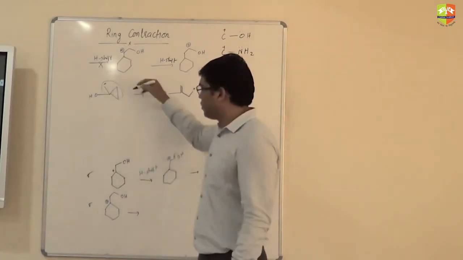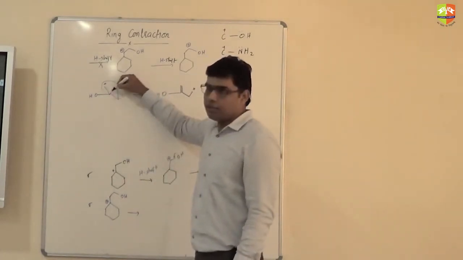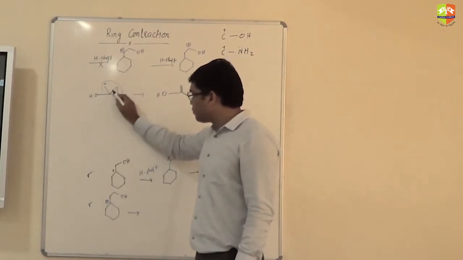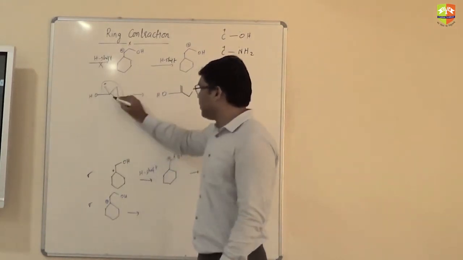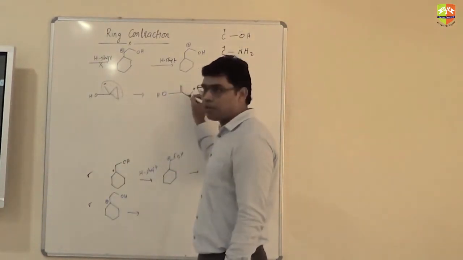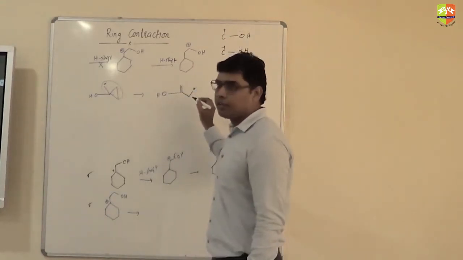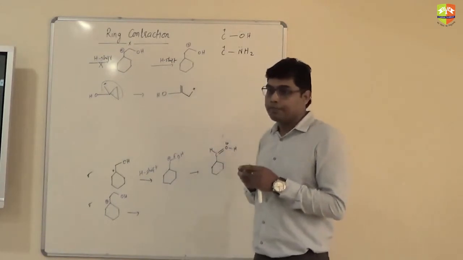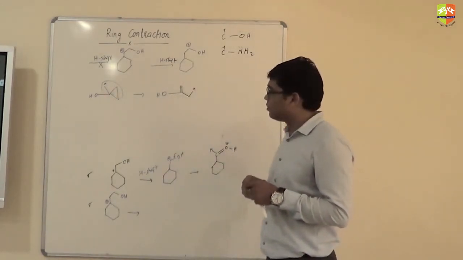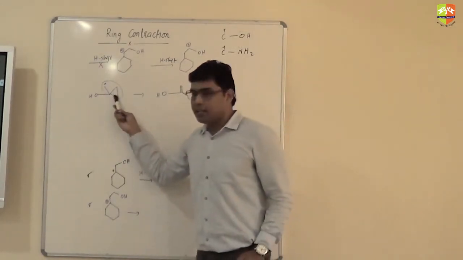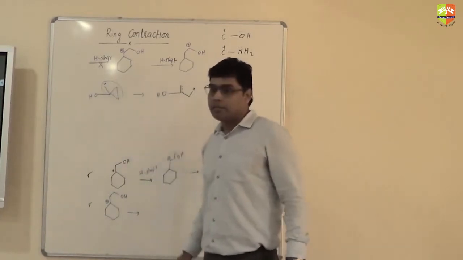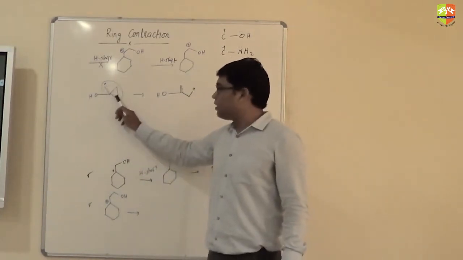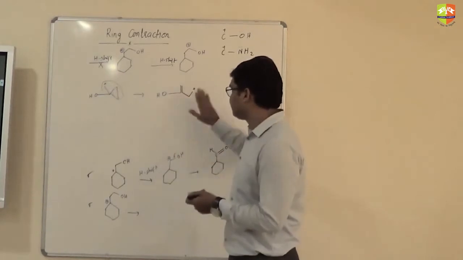What is the reason of transient resonance? We have very high angle strain in here, right? But when this lone pair goes over here, the ring breaks, right? It becomes an aliphatic compound. Now there is no angle strain. So that's why this one is very highly stable. So why does it form carbocation? Because it is unstable, right? But is it unstable? The carbocation is possible in transient resonance.